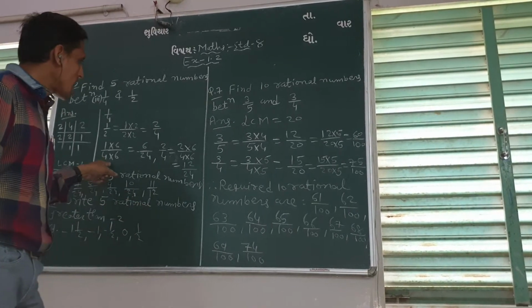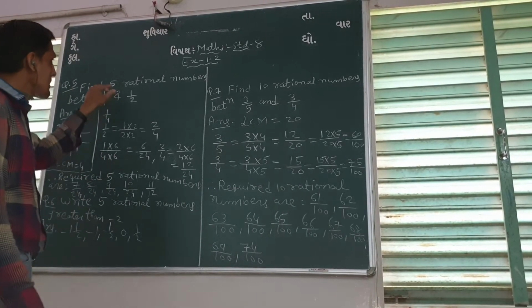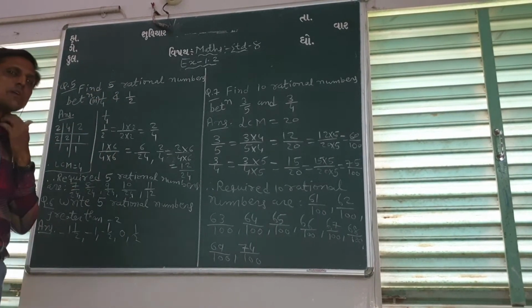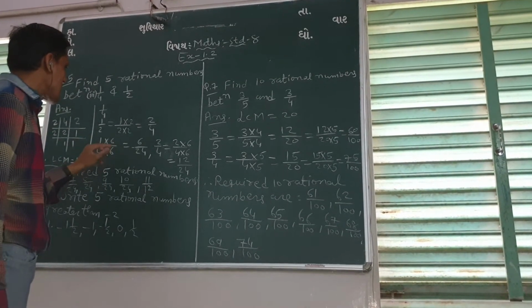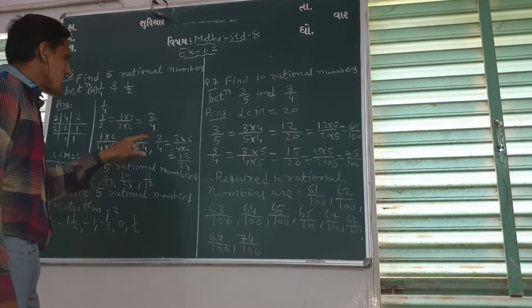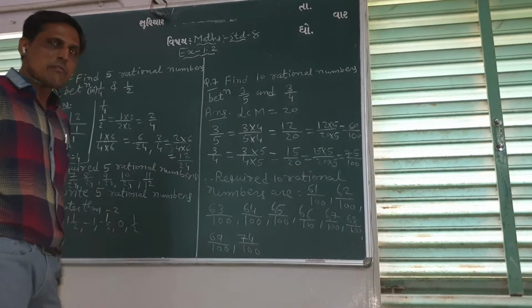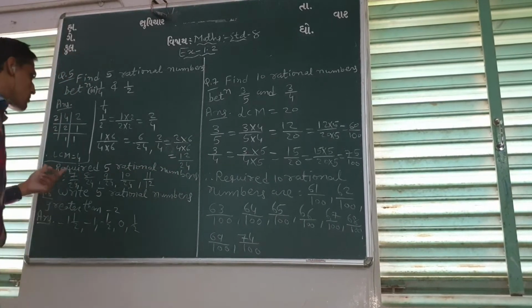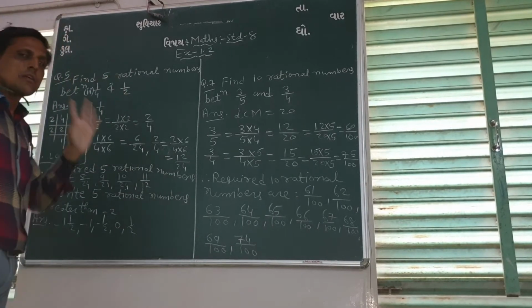Okay, so we are multiplying both by 6. Why have we taken 6? Because here it is 5, so 5 plus 1 is 6. Okay, so 1 sixes are 6 and 4 sixes are 24. So 6 by 24. Then 2 by 4. So 2 sixes are 12 and 4 sixes are 24. So 12 by 24. Okay, so between 6 by 24 and 12 by 24, we will have 5 rational numbers.